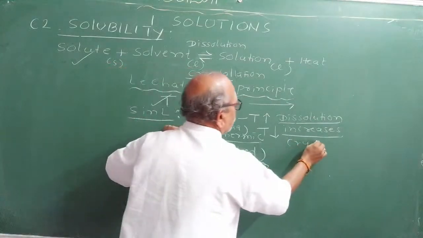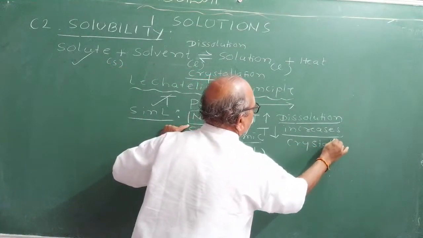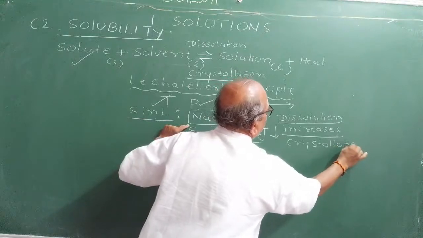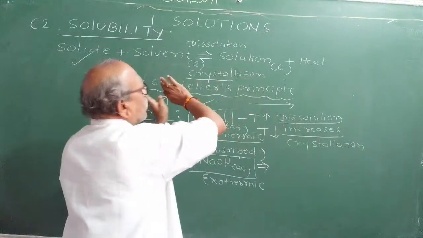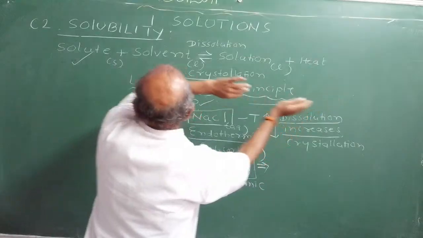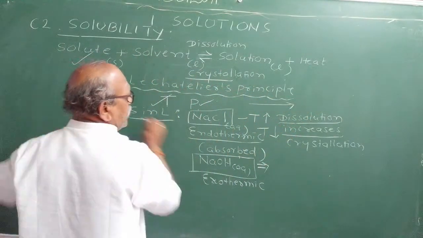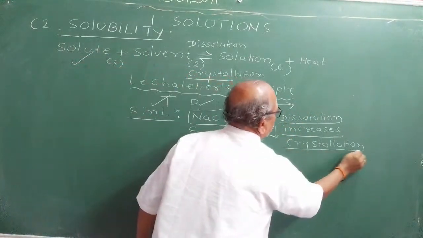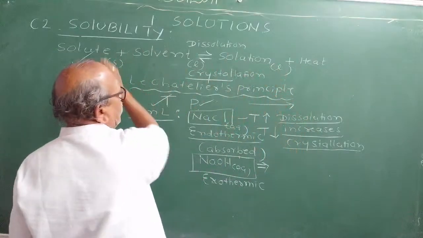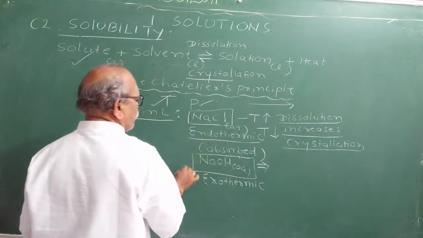If the temperature is decreased, in order to increase the reaction, if the forward reaction is endothermic, the backward reaction will be exothermic. Therefore, crystallization will take place. Means the backward reaction takes place in case of endothermic.